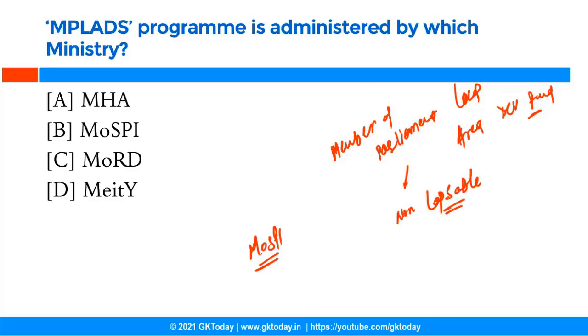Non-lapsable fund means, suppose for this year 5 lakh rupees were allocated and because of certain reasons 2 lakhs are unspent. So if the fund is non-lapsable, that means these 2 lakh rupees can be used in upcoming time. If fund is lapsable, then this money will not be used in upcoming time and it will be sent back. So this is the difference. So MPLADS is a non-lapsable fund.